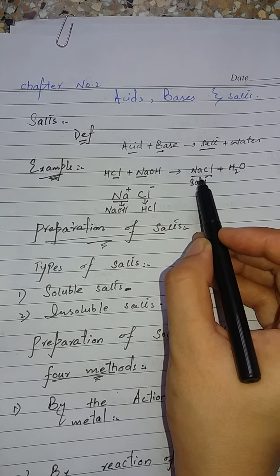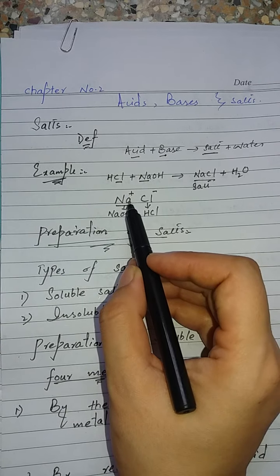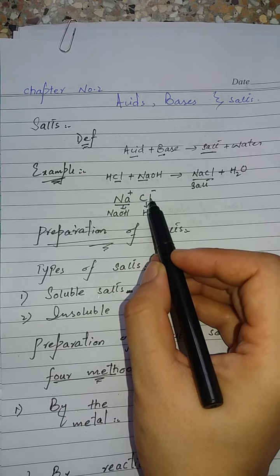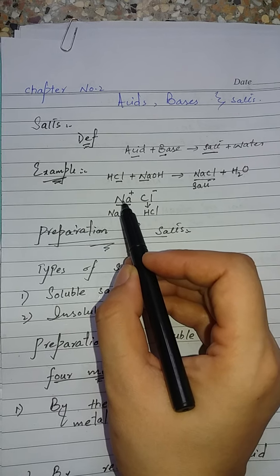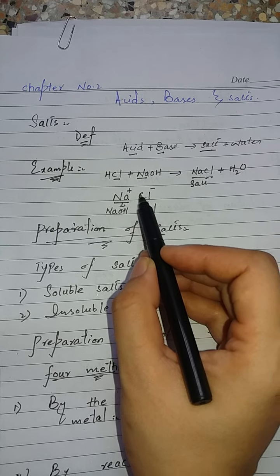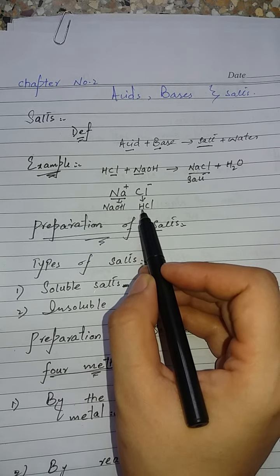NaCl is salt. So salt consists of positive ions and negative ions, such as NaCl consists of Na positive and Cl negative ions. These Na positive ions come from a base such as NaOH, and Cl negative ions come from an acid such as HCl.